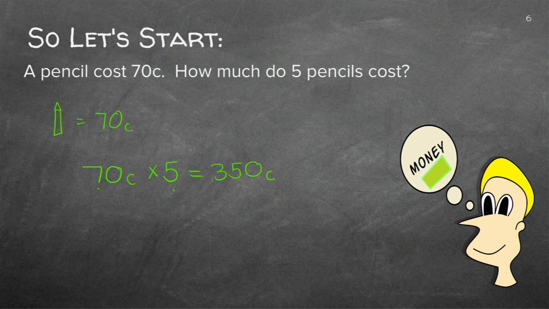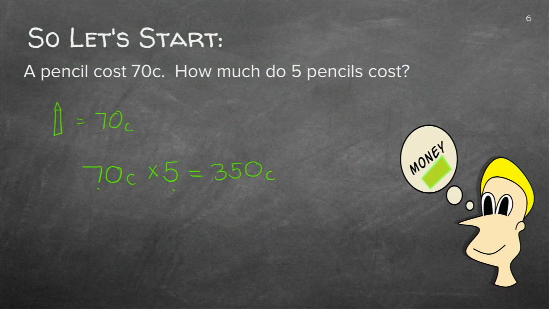But now you're very clever. You know how to convert money. So if I want to make this round, because nobody says I need 350 cents, 5 pencils are going to cost 350 cents. You're going to say 1, 2, you move your place. So the answer will be 3 Rand 50 cents.